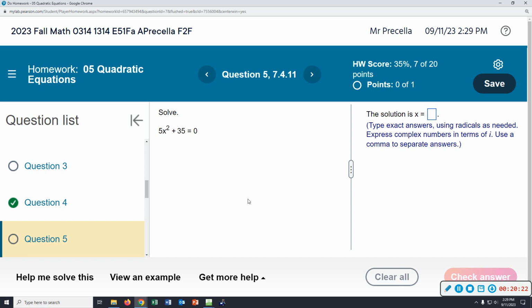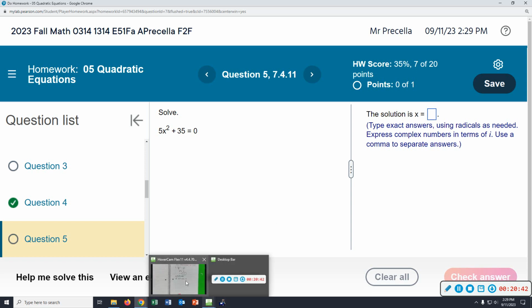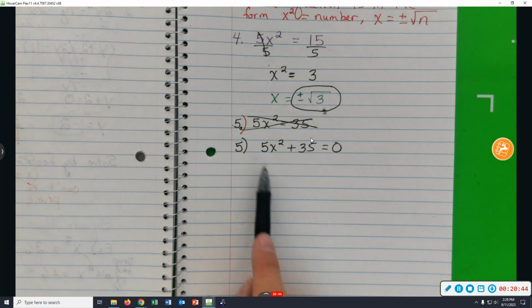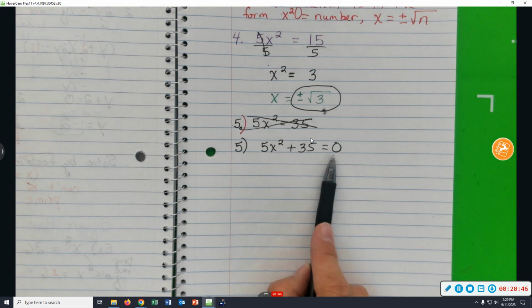5x squared plus 35 equals 0. Later I'm going to watch that video, listen to it, and see, did I read it correctly? Did I read the problem as 5x squared plus 35 equals 0 when I was writing it down? Or did I say what I'd written, which was wrong? Okay? Here. 5x squared plus 35 equals 0.